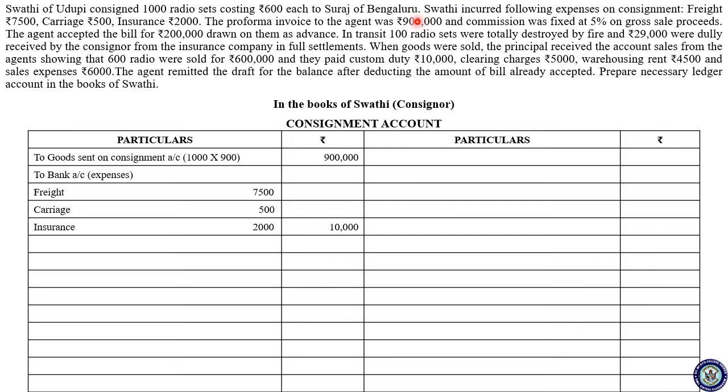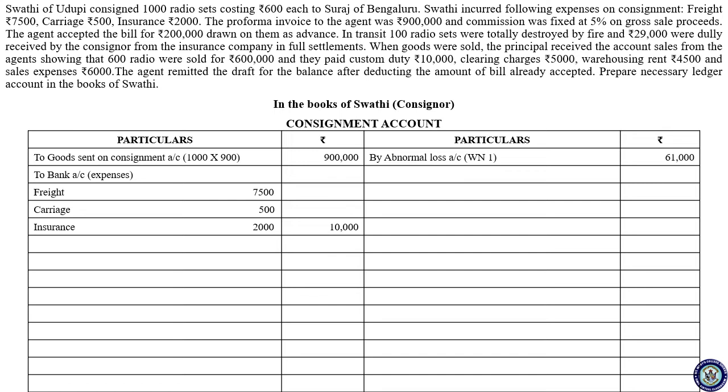Okay, next. So 9 lakh is done. Commission we will record after we enter the sales. After we record the sales, we'll charge the commission. Next one, in transit 100 radio sets were totally destroyed. So that is by abnormal loss account, working note number 1. Then the 29,000 which was received should be recorded in the abnormal loss account.